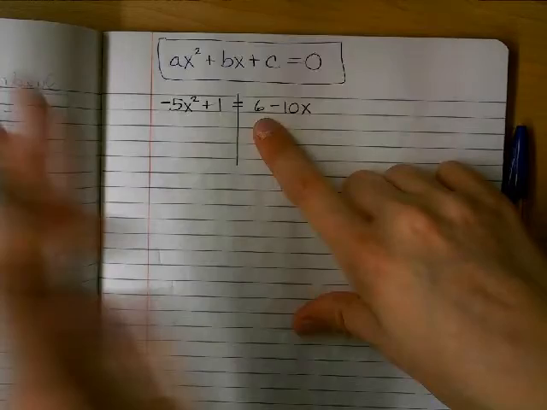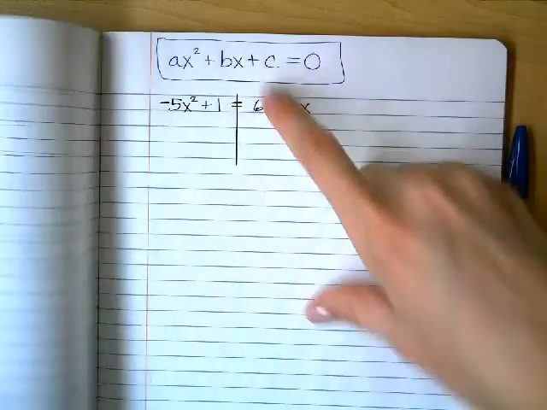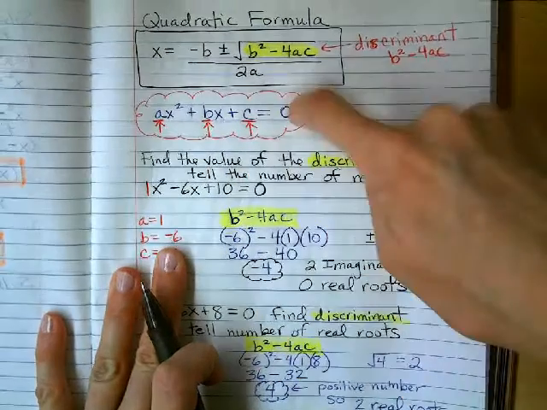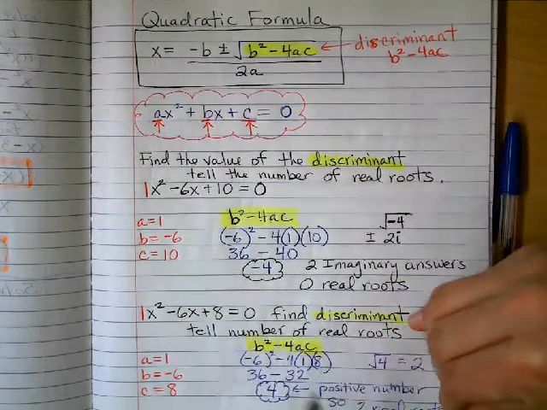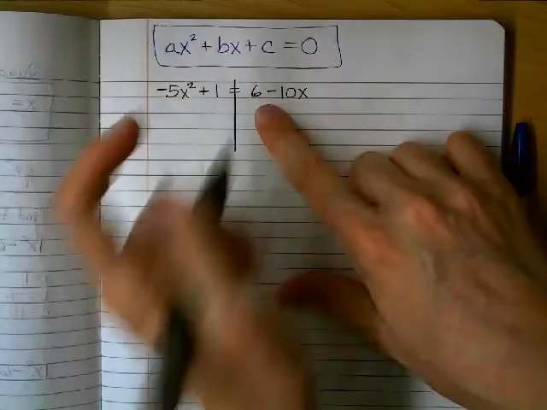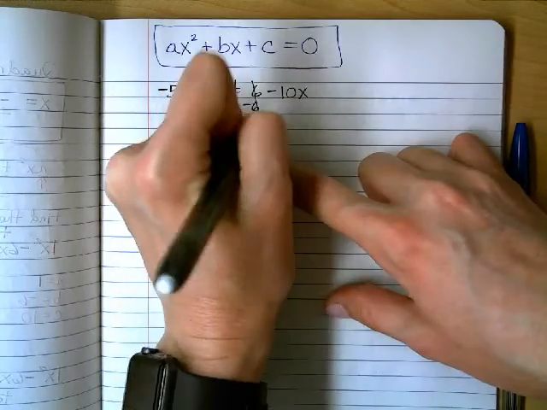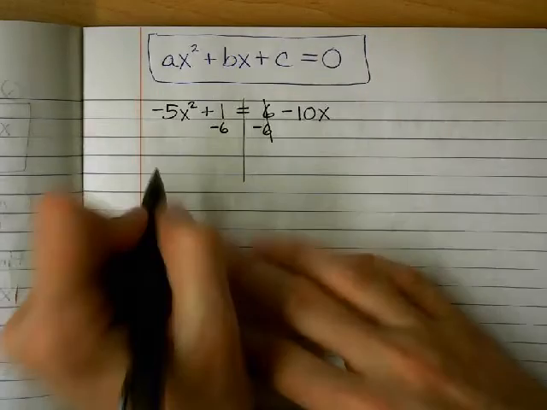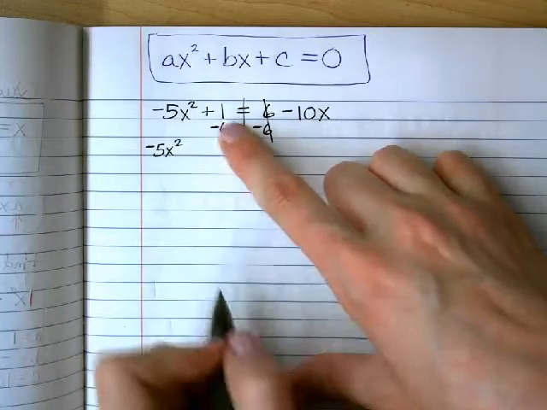So that's what you need to do, because you can't do the quadratic formula unless you know what A, B, and C are. So it has to have 0 on one side. Yeah, you have to have everything together. So I think I need to minus 6. Bring that over here. Okay, so I got negative 5x squared. 1 minus 6 is negative 5.